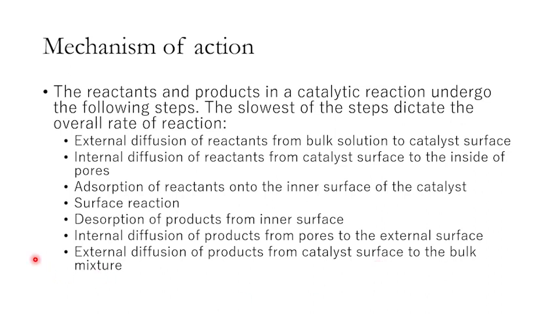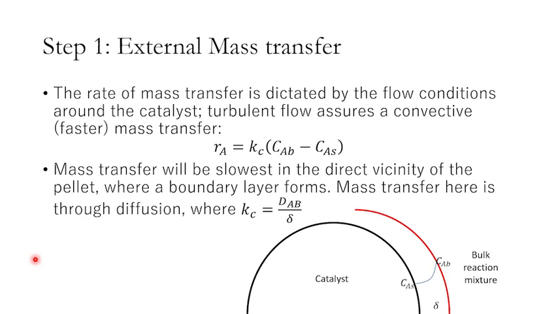Let's go through each of these steps individually. First, we have external mass transfer. Remember that for heterogeneous catalysis, mass transfer is a very important part of that process. Normally, we cannot neglect the contribution of mass transfer. For the external mass transfer, the rate of mass transfer is dictated by the flow conditions around the catalyst. Generally, we want turbulent flow to assure a convective mass transfer. As a review of your transport phenomena, we learned that convective mass transfer is far faster than diffusive mass transfer. So for external mass transfer, what we normally want is to have turbulent flow to assure that we have a convective mass transfer. If you remember, our rate of mass transfer is dictated by this equation.